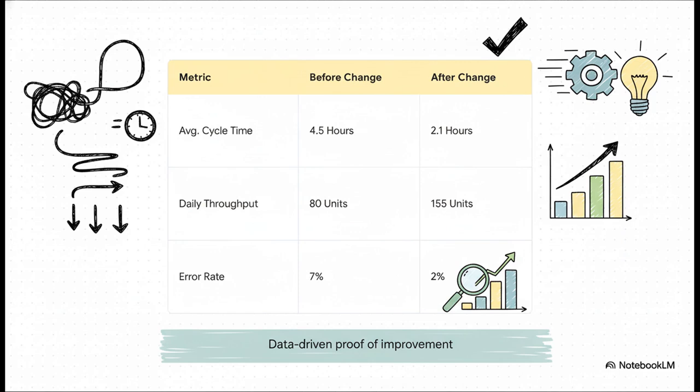them out. This table shows you exactly what happened. We tracked some key metrics. Before the change, the average cycle time was 4.5 hours. After testing a new idea in the simulation, it drops to 2.1. Daily throughput nearly doubles, and the error rate plummets. This isn't guesswork, folks. This is hard, data-driven proof that your idea actually works.